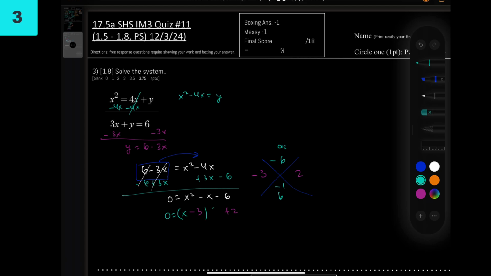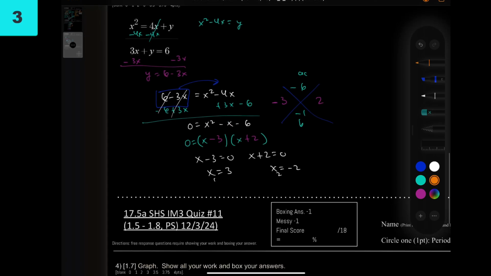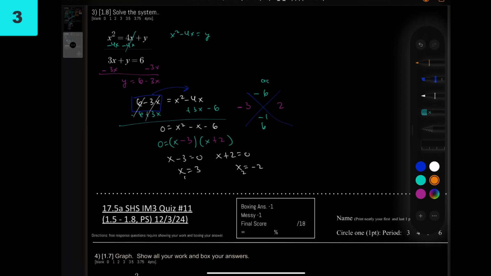So x minus 3, x plus 2. Set them equal to 0 and solve it. Okay, that's my x1, x2. So if I put in 3 for x, that'll become 3 times 3 plus y equals 6. So 9 plus y equals 6. Subtract 9, y equals -3.